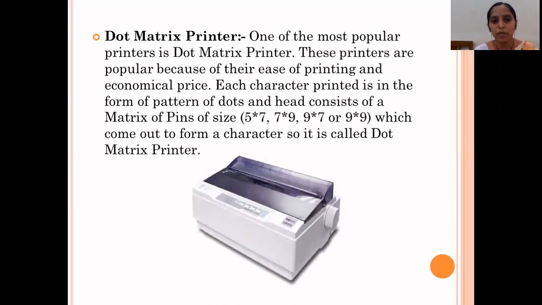First is the dot matrix printer. With the help of a dot matrix printer, the user can take a printout in a pin format. In a dot matrix printer, a number of pins are arranged in a sequential form. On that basis, the dot matrix printer can print scanned images, scanned text or scanned data with the help of a number of pins. One of the most popular printers is the dot matrix printer.